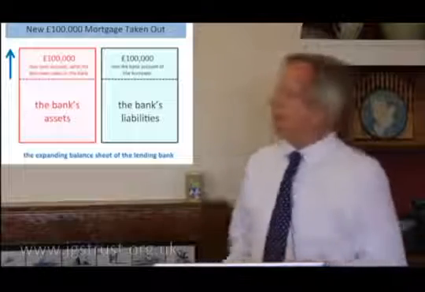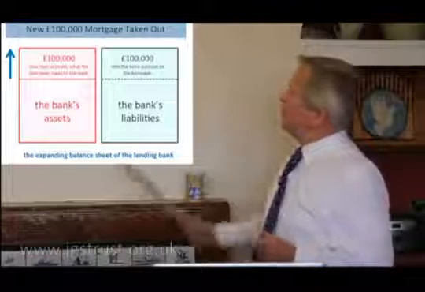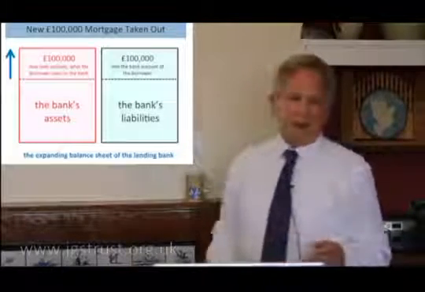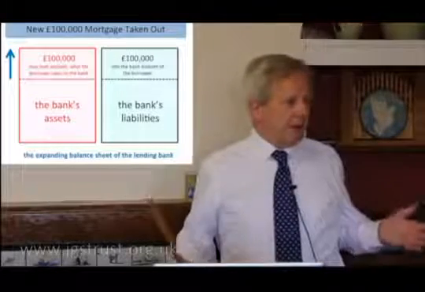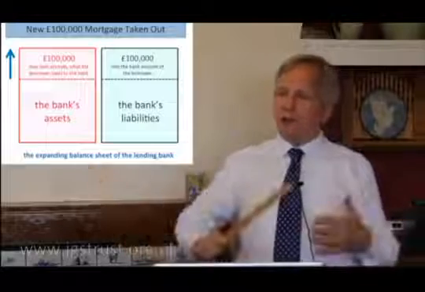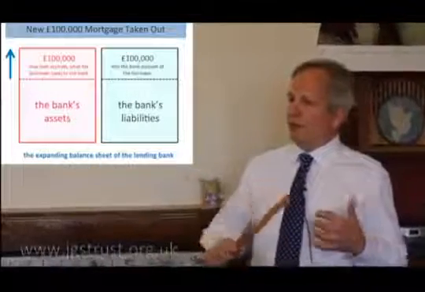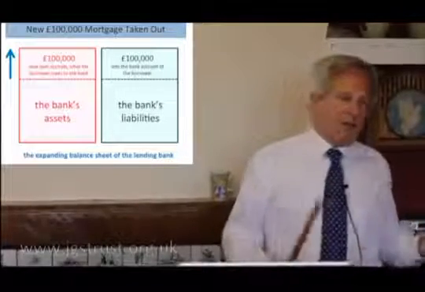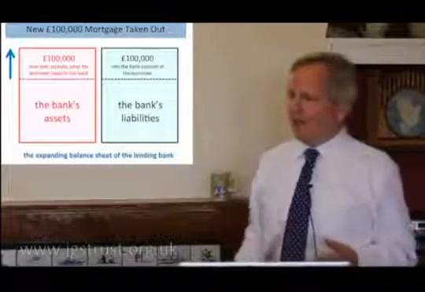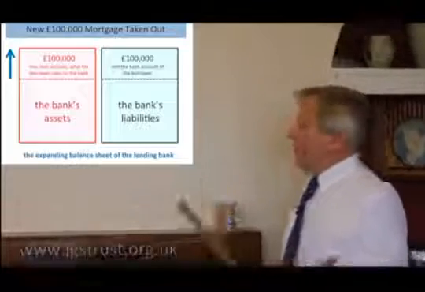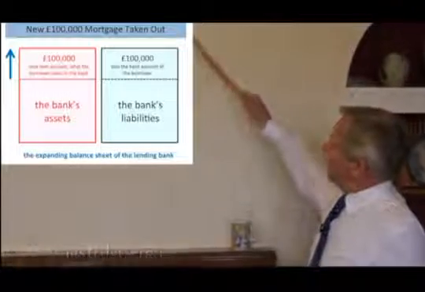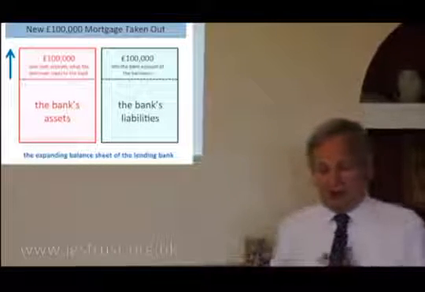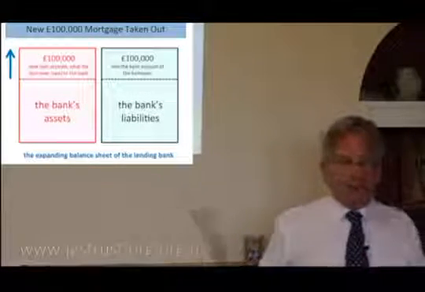Well, very schematically, this. The bank's assets go up 100,000 because this person who walked in the door now owes the bank £100,000, which wasn't owed to the bank before. So the bank's got £100,000 extra assets to what it had before the event. How is that balanced? Well, the borrower, the person who took out the loan, has £100,000 in his current account.